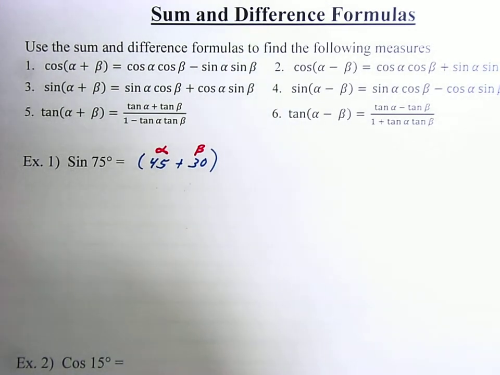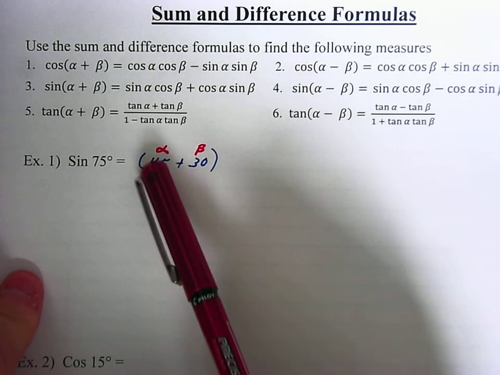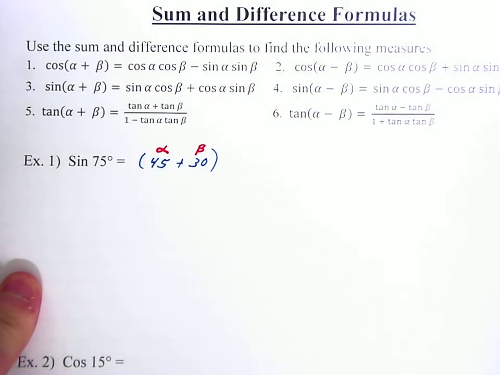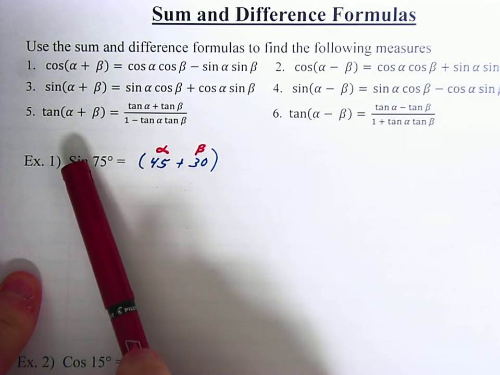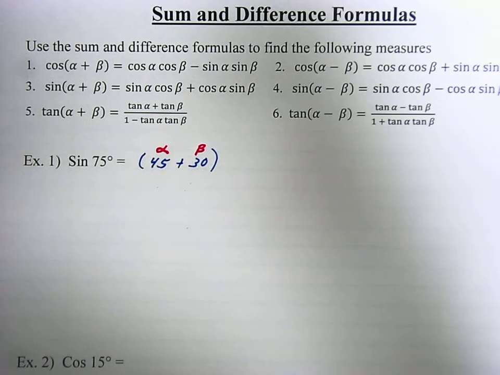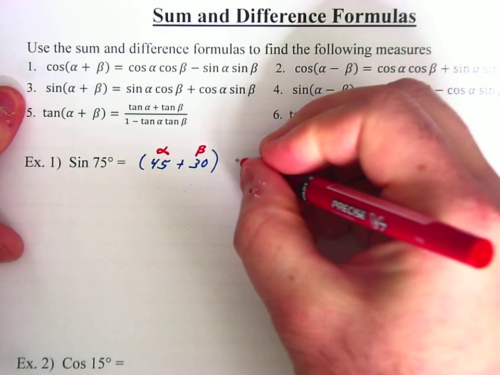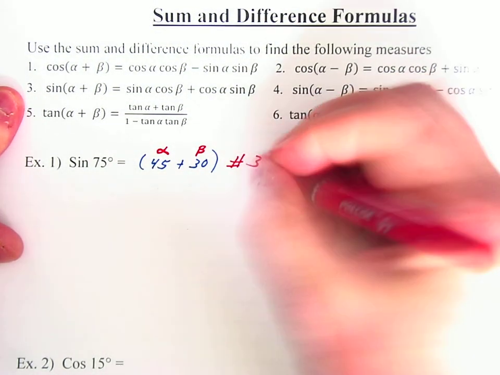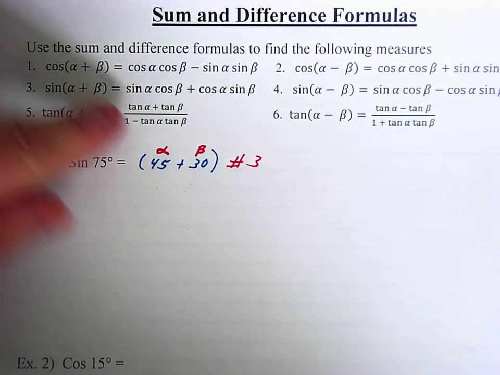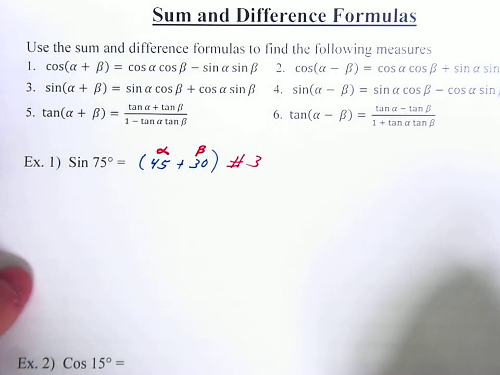All right, now what I need you to do is plug the 45 for alpha and the 30 for beta into the correct formula. So if you look up here, we're doing sine. You chose to do addition. So sine and addition is formula number 3. So plug the numbers into the formula, and then we'll calculate it.